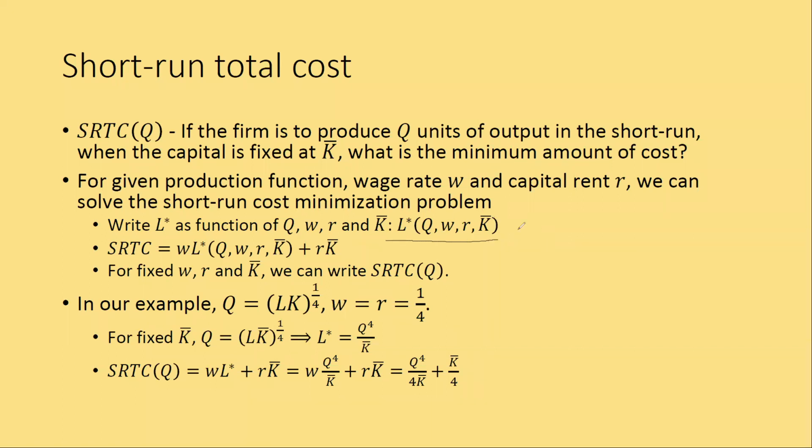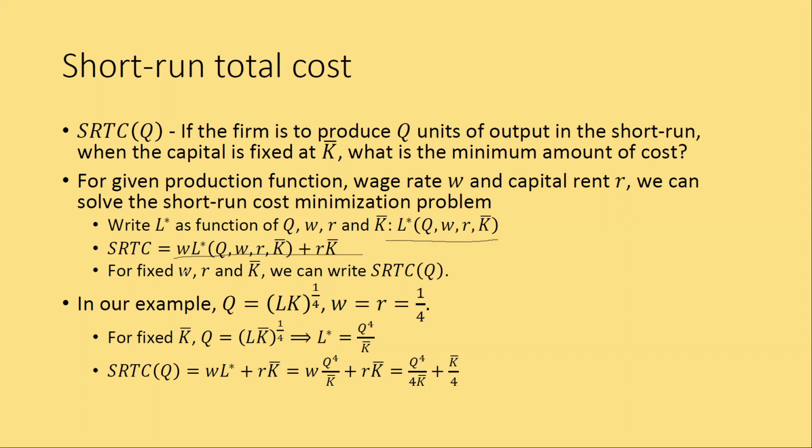And actually, it may not depend on W and R, because we know that in the short run, the firm solves for the L that satisfies the production function, that the production function will produce the target level of output, right? And with this L star, we can calculate our short-run total cost, that is W times L star plus R times K bar.